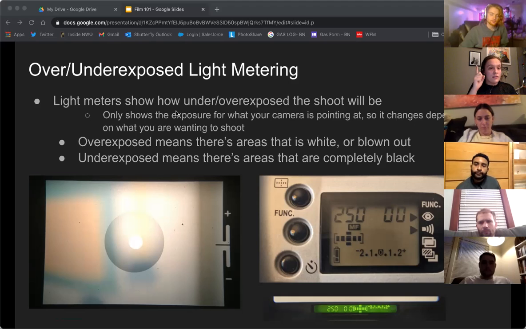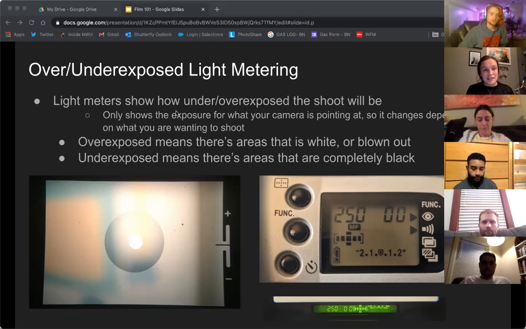You kind of want to stay within the 0 range or the -1 or the +1, just to be able to get a photo that's not too dark, not too light. Same concept. But how these all work together is that if you're changing your shutter speed, you most likely are going to be needing to change your aperture.